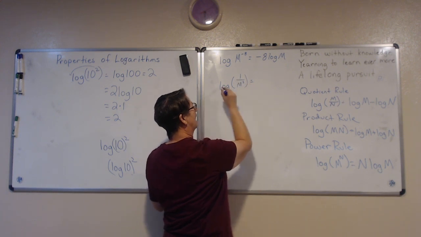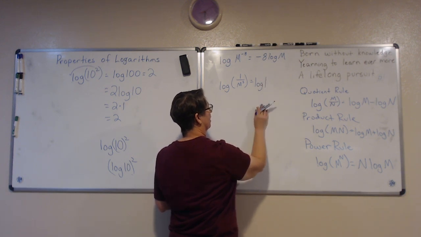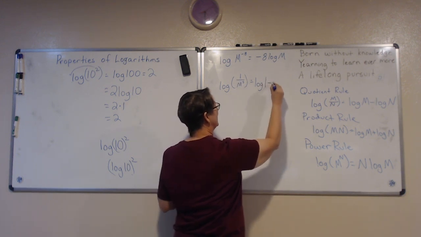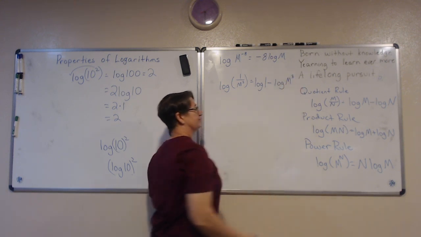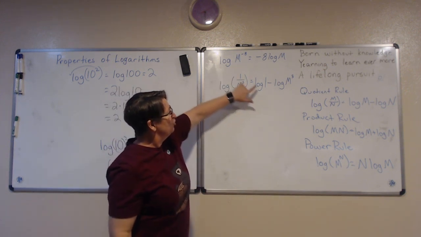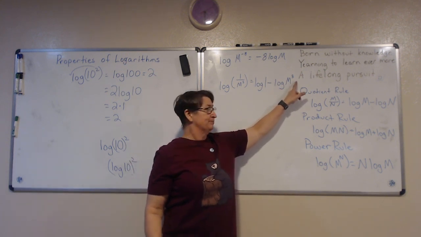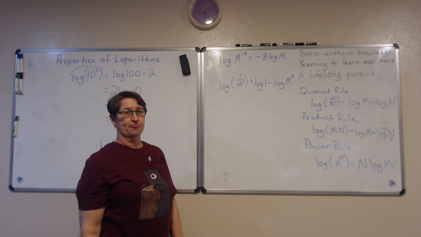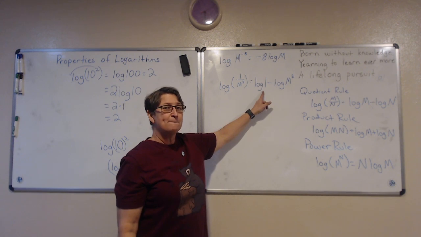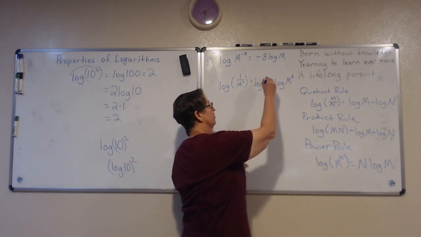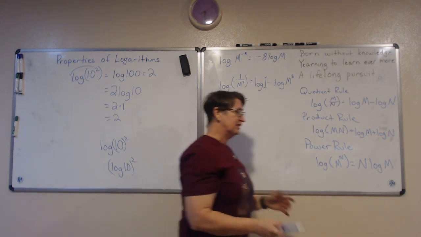So here, I do the quotient rule. I do the log of the first one, of the top one, the numerator, minus the log of the denominator. Now what is log of 1? 10 to what power gives me 1? Do you remember anytime that 1 is in my argument, what's it equal to?